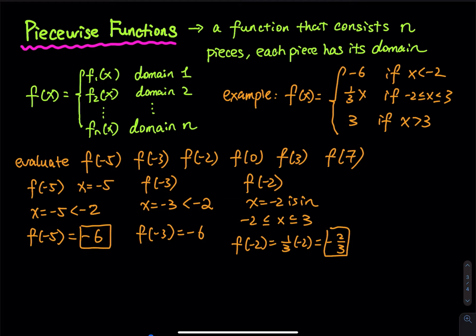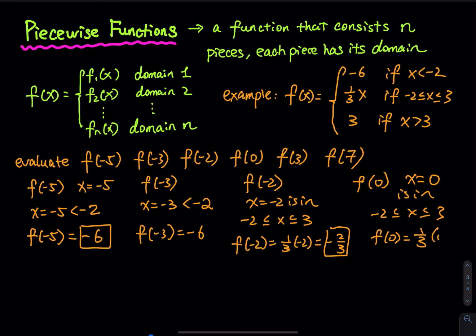And then the next one is f of 0. Where is x equals 0? 0 is between negative 2 and 3, right? So that's why we are taking this middle piece. So f of 0 equals 1 over 3 x, and x becomes 0, so that equals 0. That means when x equals 0, y equals 0.